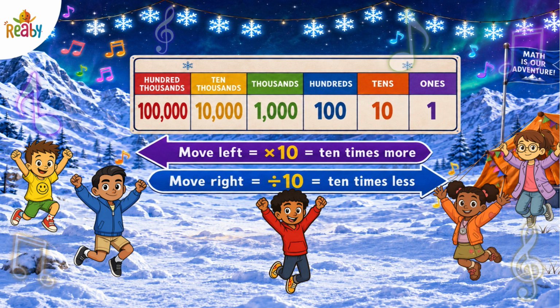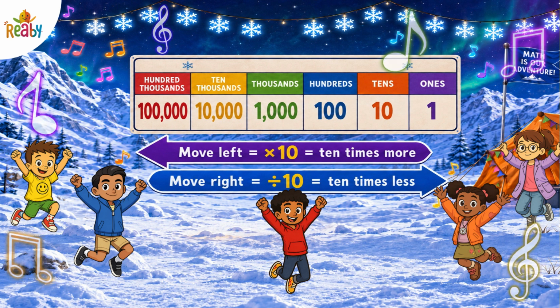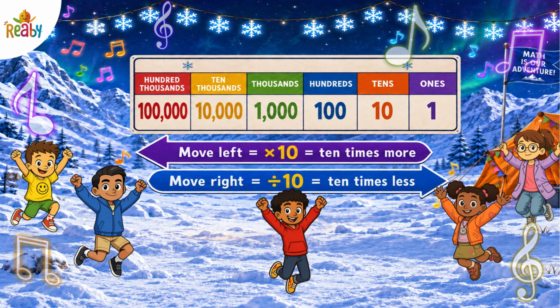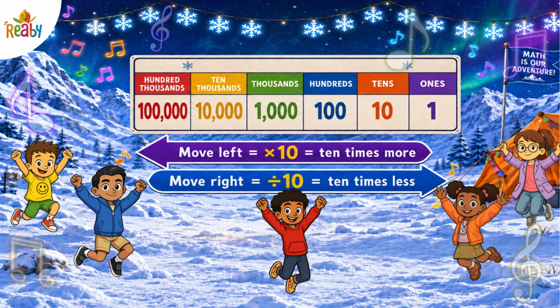Move one place left, 10 times more. Watch that digit's value soar. Move one place right, 10 times less. Watch its value shrink and compress. Left means times 10. Right means divided by 10.